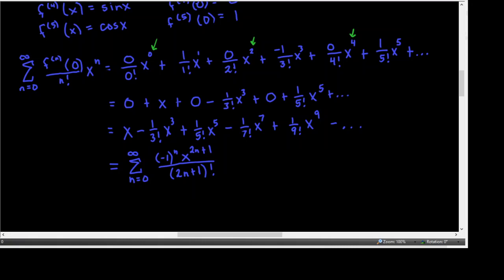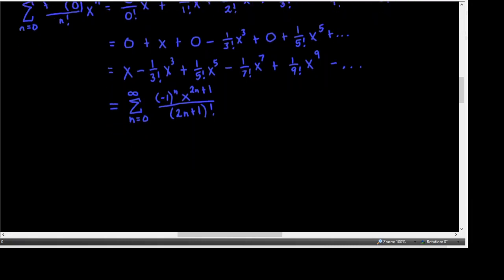When n is 1, negative 1 to the first is negative, so the second term is minus, correct. Putting 1 in, 2 times 1 plus 1 is 3, so that's x cubed over 3 factorial. I think we've got a winner here. I think this is it. And if we did the ratio test, we would find out that this series converges for all real numbers. It converges for all x.